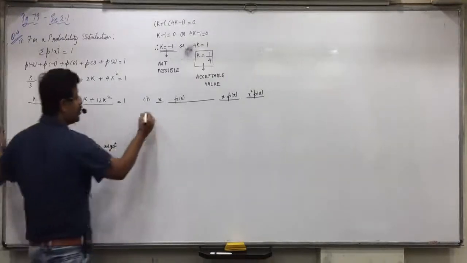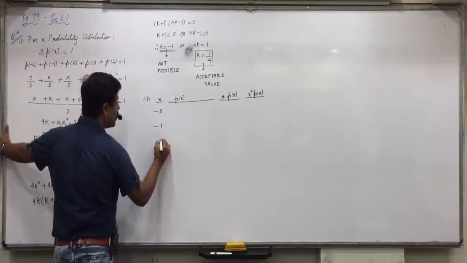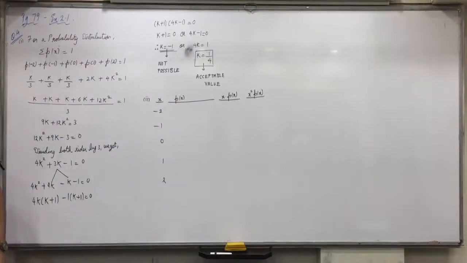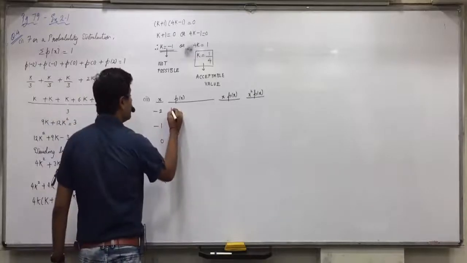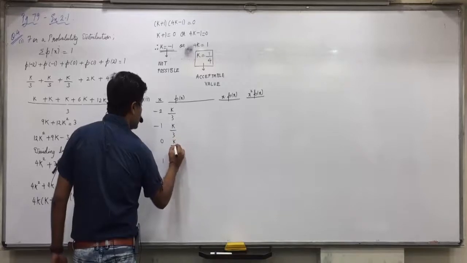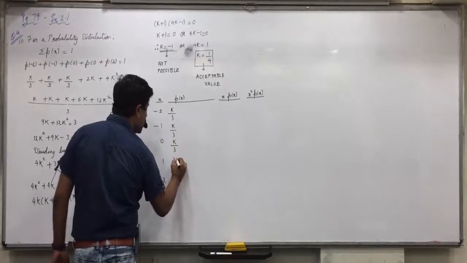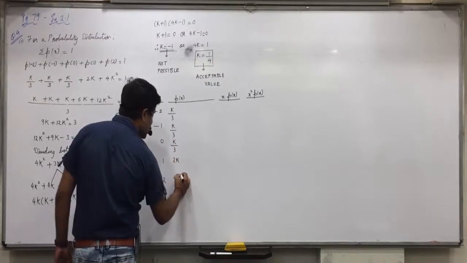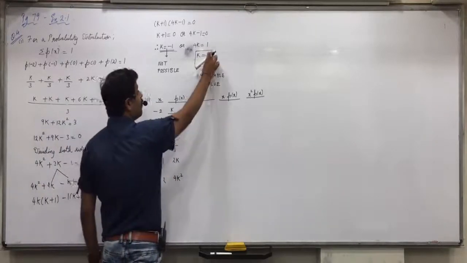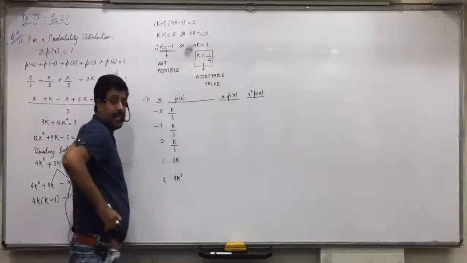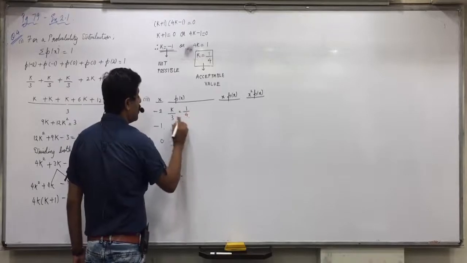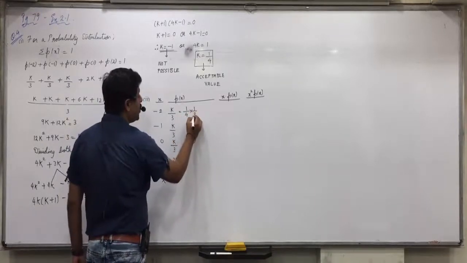X is minus 2, minus 1, 0, 1 and 2. p(x) is K by 3, K by 3, K by 3, 2K, 4K square. Now, K by 3 means in K I can put 1 by 4. Please understand it first, then write it. If I put in K 1 by 4 and by 3 means, can I say into 1 by 3?